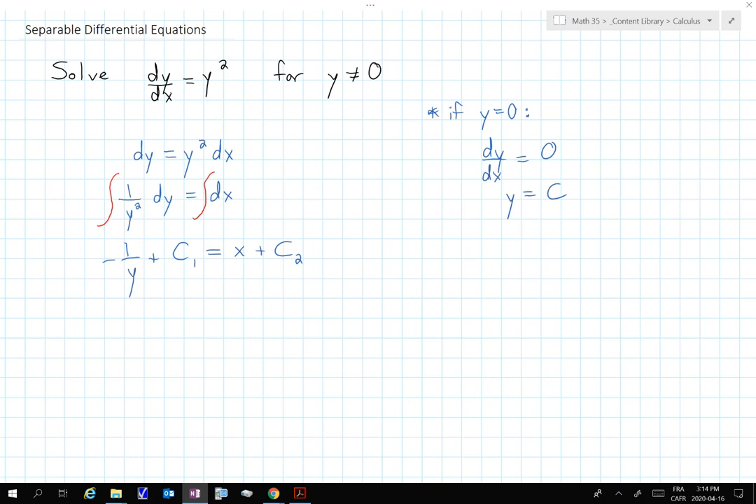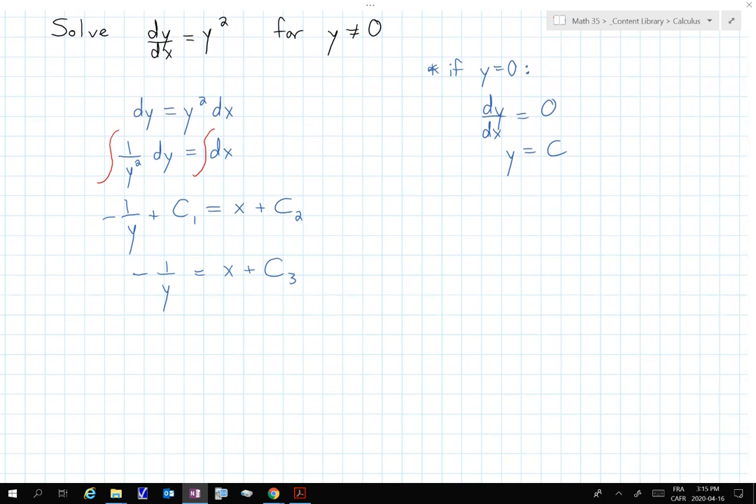Now, you'll notice right off the bat, those two constants, I could actually just put a constant on one side of the equation. That is actually what we're going to do. So I'm going to write this as negative 1 over y equals x plus some third constant. And as a matter of practice, when I've separated out my differential equation into the y's on one side and the x's on the other side, I'm not usually going to bother putting a constant on the y side. I'm just going to put a constant on the x side with the understanding that that constant includes both constants.